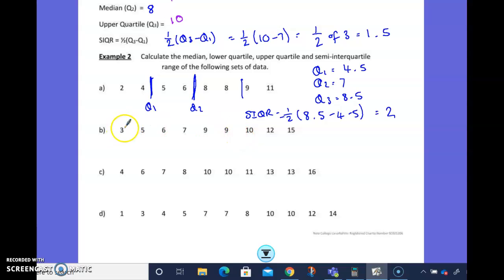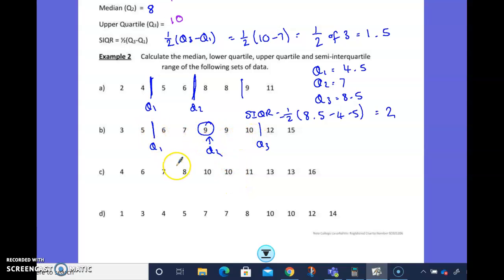Part B, 1, 2, 3, 4, 5, 6, 7, 8, 9. So this time it's not divisible by 4. We'd get 2 with 1 remainder, and that 1 remainder, because it's just 1 remainder, is going to be my Q2. Okay, so 1, 2, 3, 4, here's my 5th number, that gives me 4 numbers either side, so that's my Q2. That uses up my 1 remainder, and you can see then I can split my Q1 and my Q3 in half this way, and then numbers not on the list.